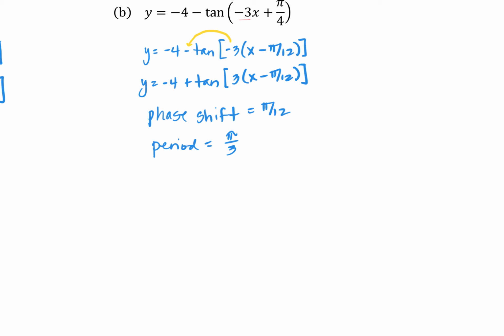So really the last thing we have is that minus 4 or negative 4, and that's just a shift down. So we're going to shift down 4. All right, so that's it for this section.